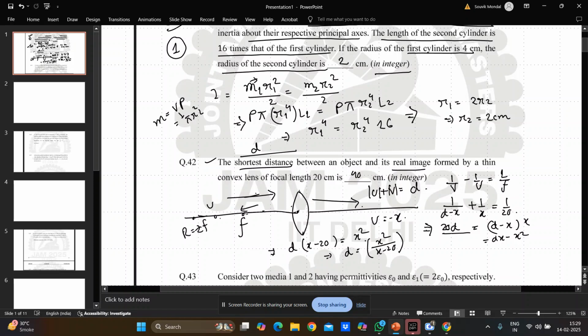Now you have to minimize d. So differentiate dd by dx is equal to 0. But this is already a complicated function. So let's calculate 1 by d.